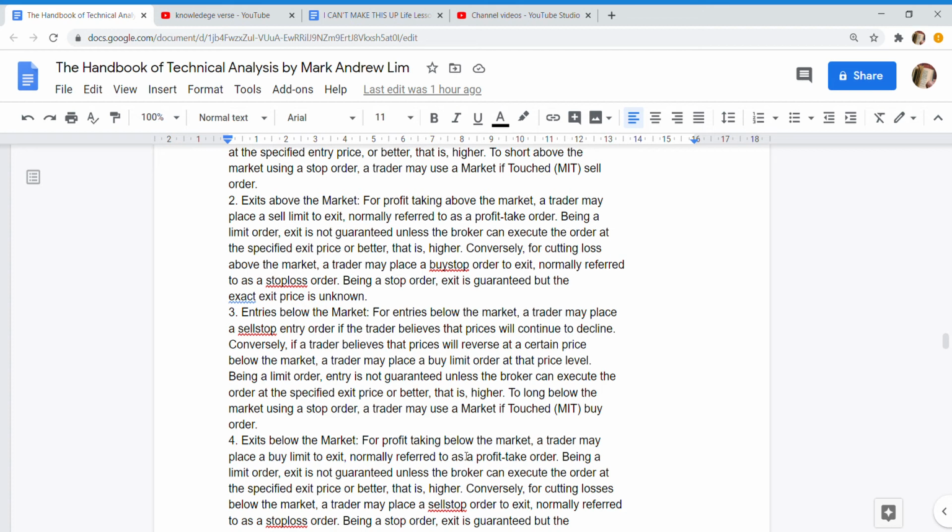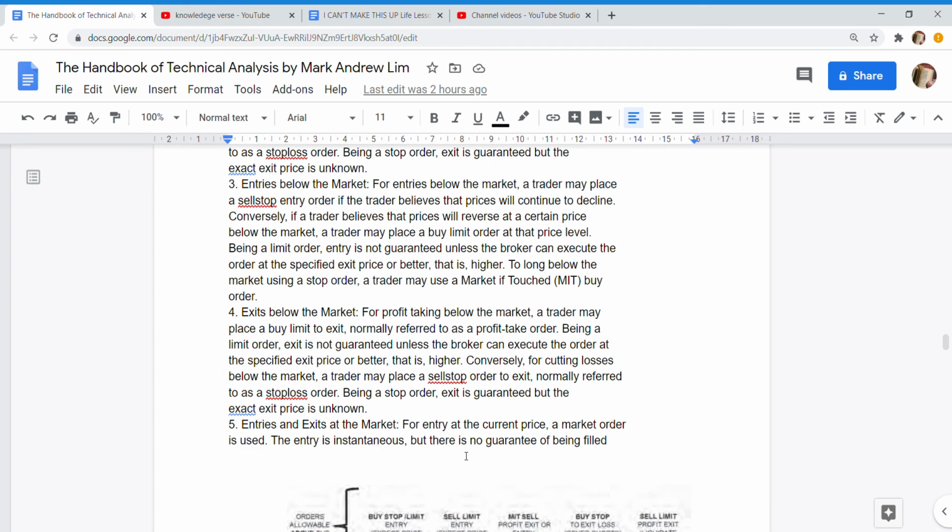4. Exits below the market. For profit taking below the market, a trader may place a buy limit to exit, normally referred to as a profit take order. Being a limit order, exit is not guaranteed unless the broker can execute the order at the specified exit price or better. Conversely, for cutting losses below the market, a trader may place a sell stop order to exit, normally referred to as a stop loss order. Being a stop order, exit is guaranteed but the exact exit price is unknown.